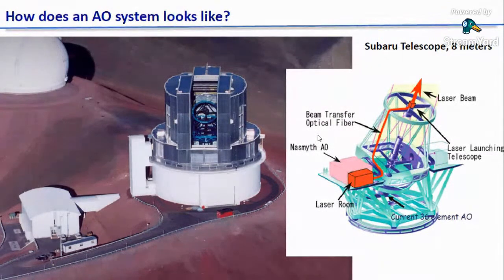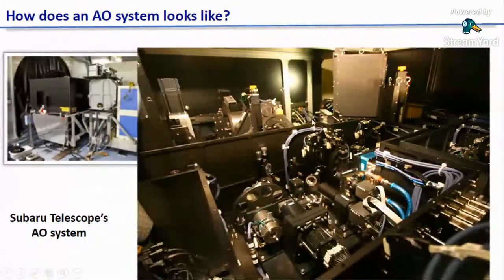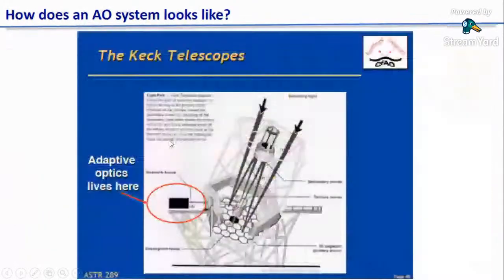Okay, so how does an adaptive optics system look? This is a model of the Subaru telescope, an 8-meter telescope at Mauna Kea, Hawaii. So this is how an AO system looks. This is the laser room through which the laser is fired up, and here's the primary mirror, the secondary mirror, and the data is sent to this AO system. And how big is it? It is about as big as a man. These are some original images from the Subaru telescope adaptive optics system. Yeah, so the adaptive optics system lives here.